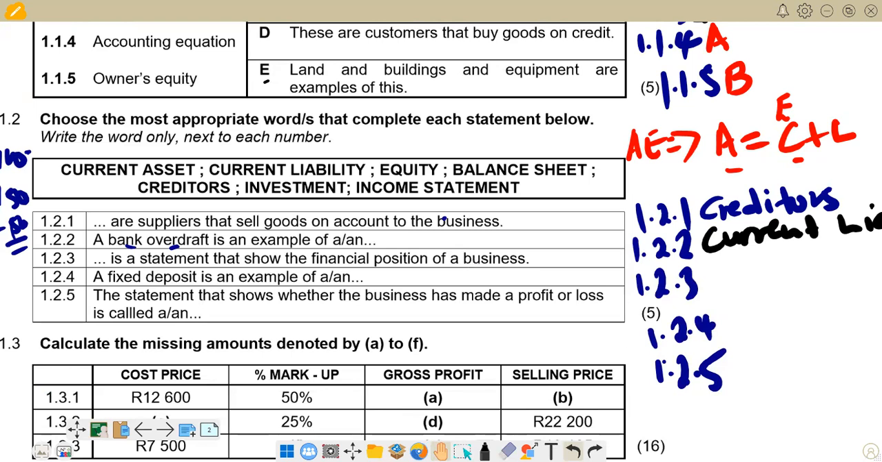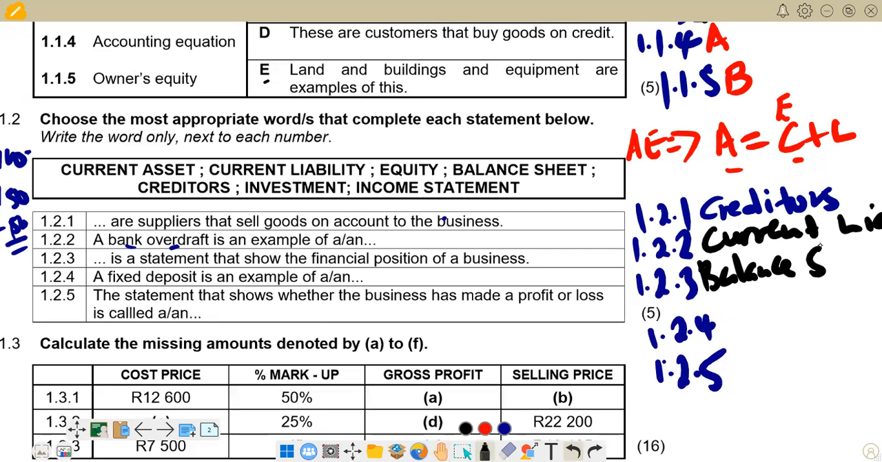So the balance sheet, remember, it shows the balances between the assets, the owner's equity, and also the liabilities. So the accounting equation also explains the balance sheet. The elements of the accounting equation, all of them, we find them in the balance sheet. So that is what we have there. So 1.2.3, we have got the balance sheet. So here we can say balance sheet.